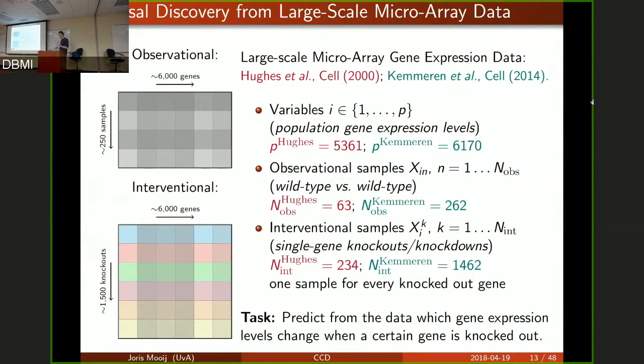And then there's interventional data where they knocked out a single gene, one at a time. And after each knockout, they also measured the response of the gene expression levels. So we have one interventional sample per gene knockout, but we have 1,500 or so of them. And the task here is, can we predict from the data which gene expression levels change when a certain gene is knocked out? Simple causal prediction task.